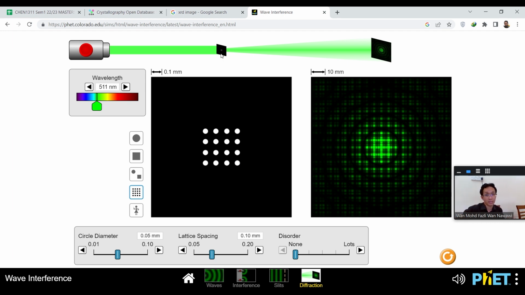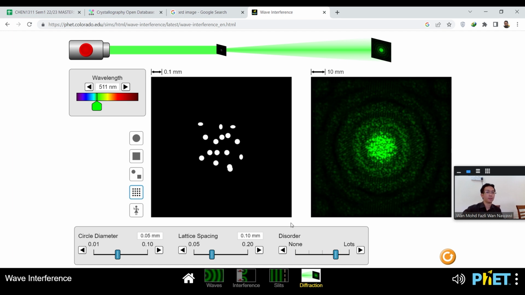If you shine the light, you can see it is very clean and very intense. But if you look at the bottom here, you can see disorder. If you try to increase the disorder, you see what will happen. This represents the amorphous material. So you can see it's much more difficult to study when you have this disorder.